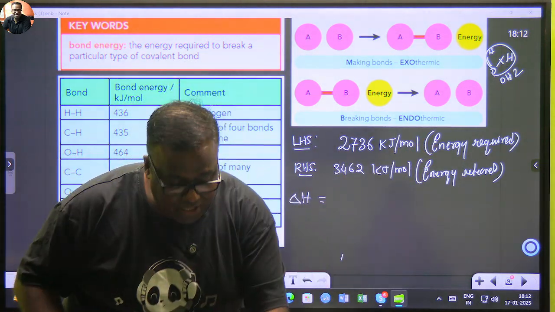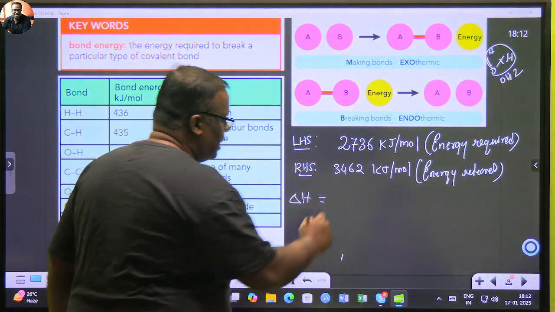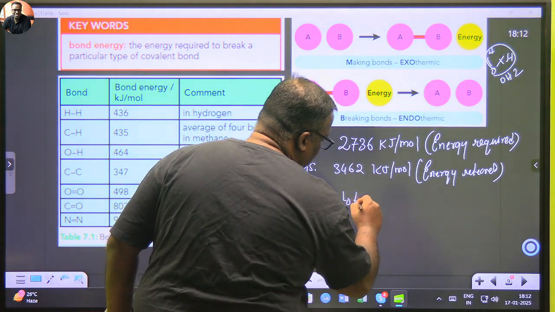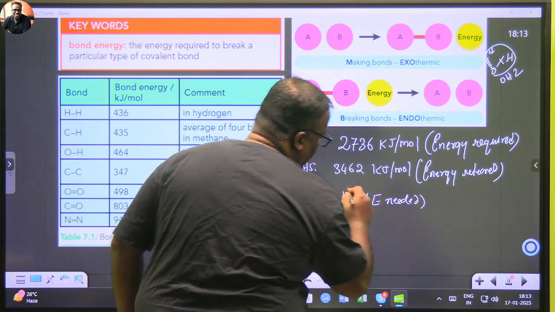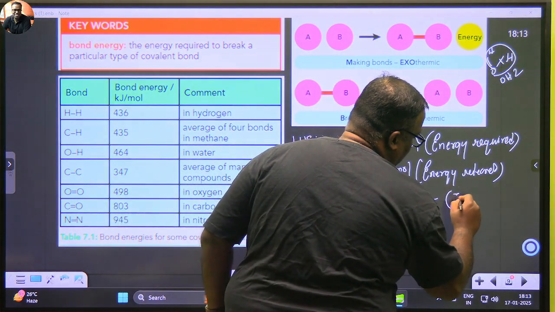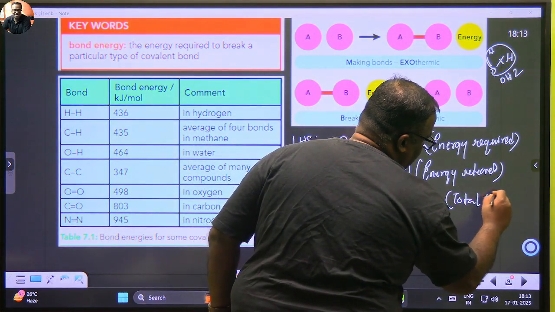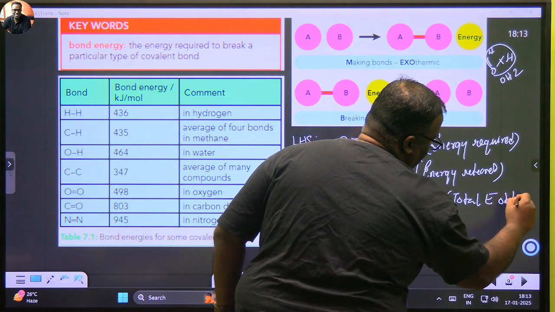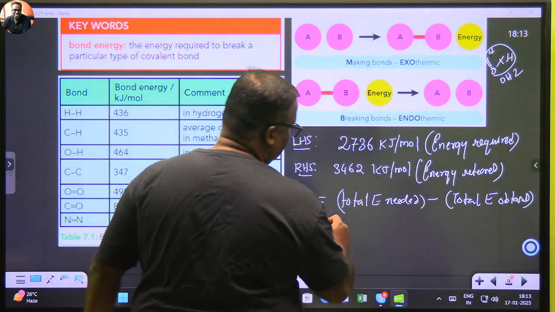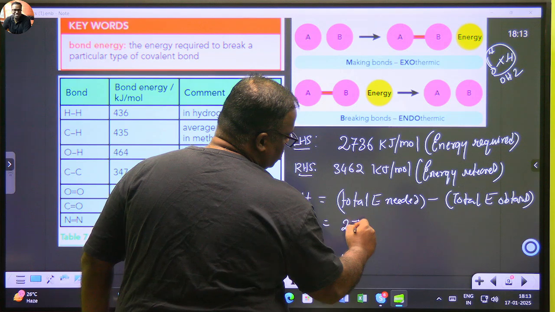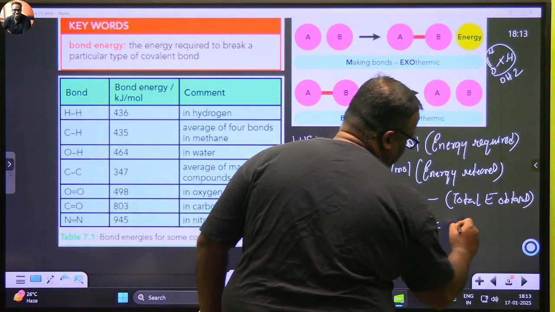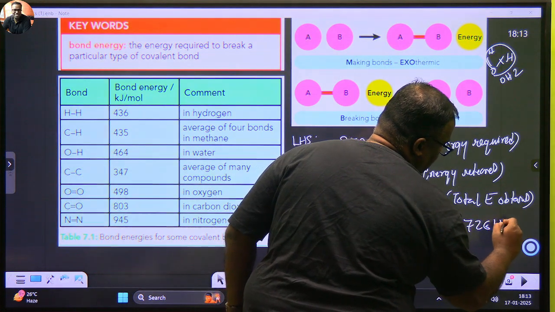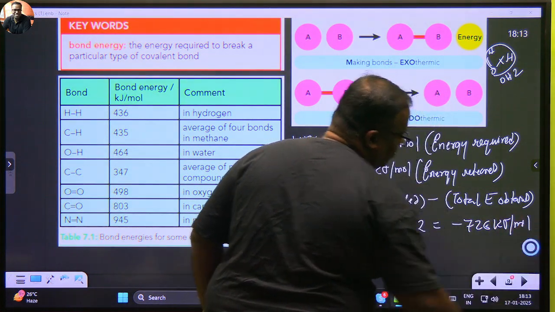So when you go by an energy diagram, we say delta H is total energy needed minus total energy obtained or released. Now you put your figures. So it will be 2736 minus 3462. You get negative 726 kilojoules per mole. Have you understood, children?